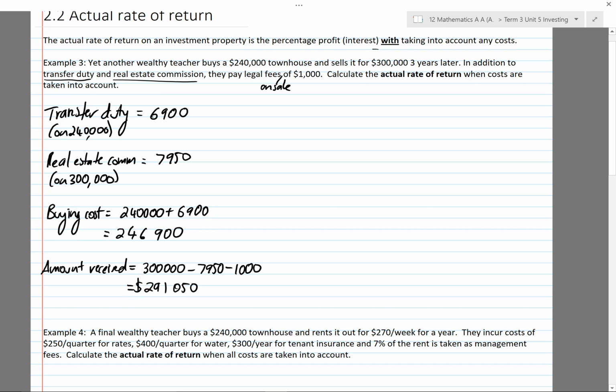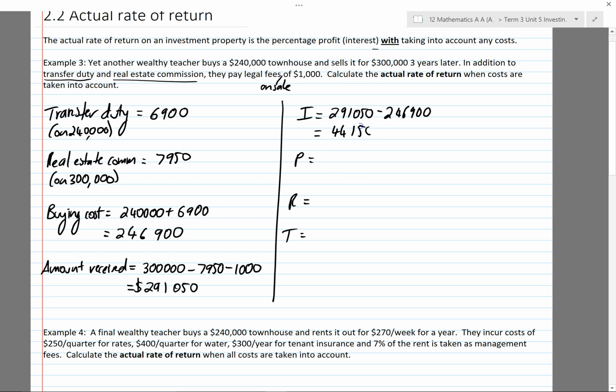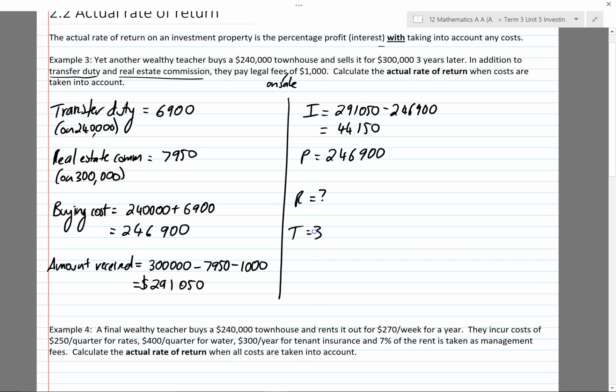So now that I've calculated all these costs and I really know how much the property cost me and how much I received on sale, I can go ahead and calculate my actual rate of return. So just like on the previous page, listing these things, my profit is going to be the difference between the amount I received and the amount I paid, okay, which is 44,150. How much did I invest? Well, I invested the 246,900, don't know the rate, and the time is 3 years.